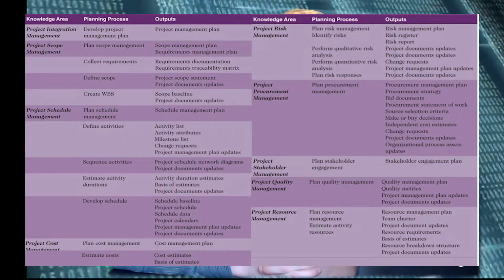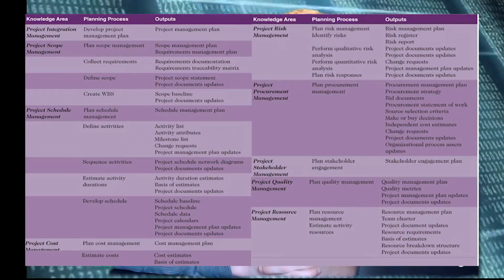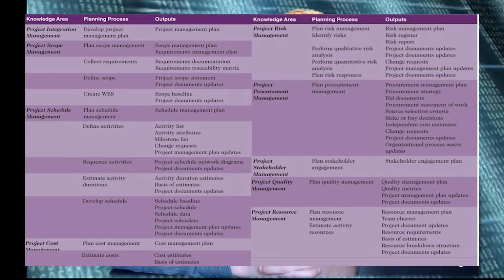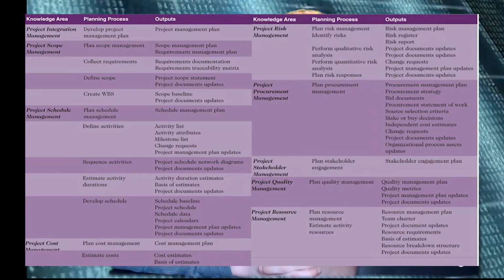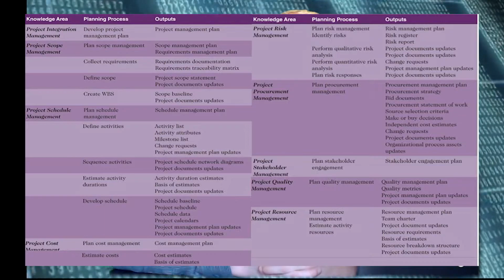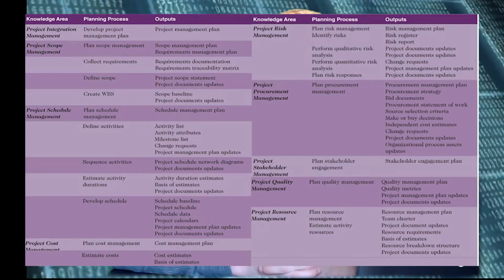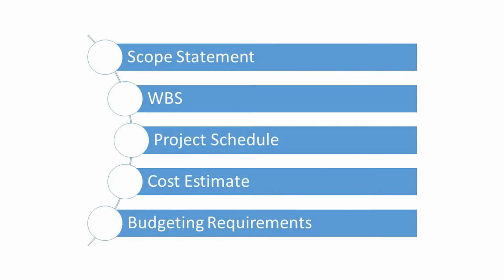This table shows the processes within planning and their accompanying outputs. Please note that not all projects will have all of these deliverables. However, as a project becomes more complex, more planning is needed. With this in mind, some deliverables are essential to the planning of a project of any size, such as the scope statement, work breakdown structure, project schedule, and the cost estimate and budgeting requirements. Now that we know a little bit more about planning, I'll send it over to Dylan.